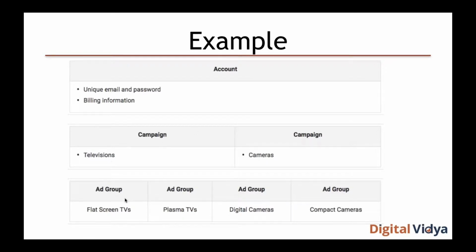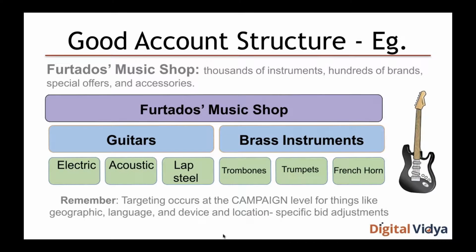So I can create a campaign for televisions here and break it into flat screen TV, plasma TV, maybe create a third ad group, 40-inch TV, another one 55-inch, another one 32-inch, all that. So I can create all that here. And then similarly, I can create one campaign here for cameras, right? For my business, this is an assumed business. I can create a cameras campaign, create ad groups like digital camera, compact camera, within that. And so if I say digital camera, all my keywords will be about digital camera, right? My ad will also be about digital camera.